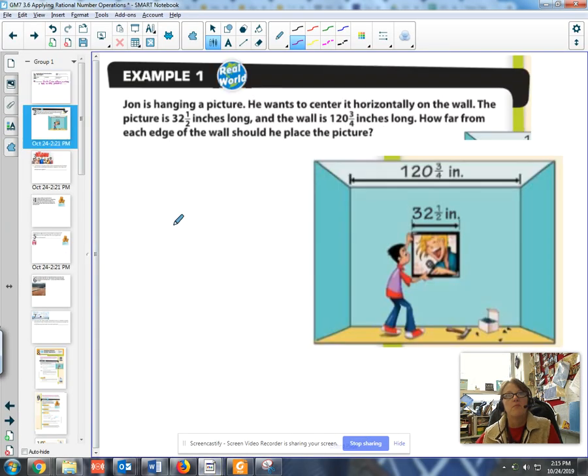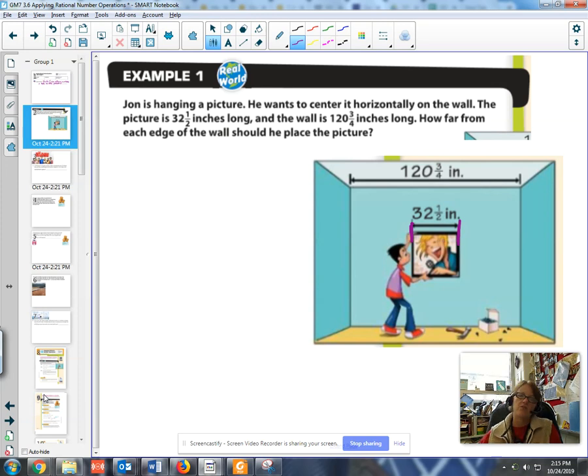All right, pretty realistic. Here's a picture. John wants to hang this picture and he wants to center it horizontally on the wall. So here's the information that he has. The picture itself is 32.5 inches long. So notice your picture looks like that. The entire length of the wall is 120 3/4 inches. How far from each edge of the wall should he place the picture?